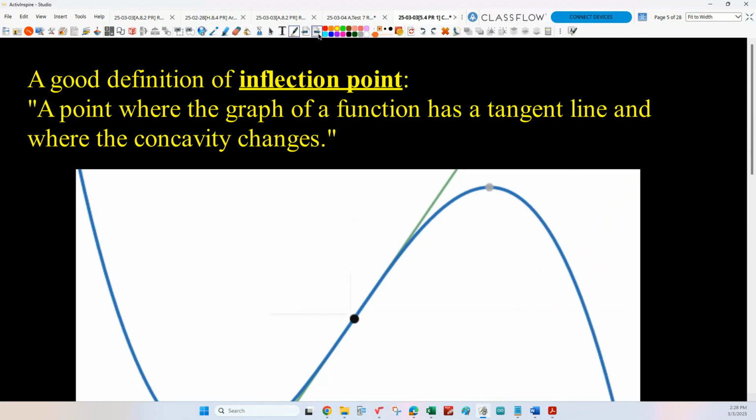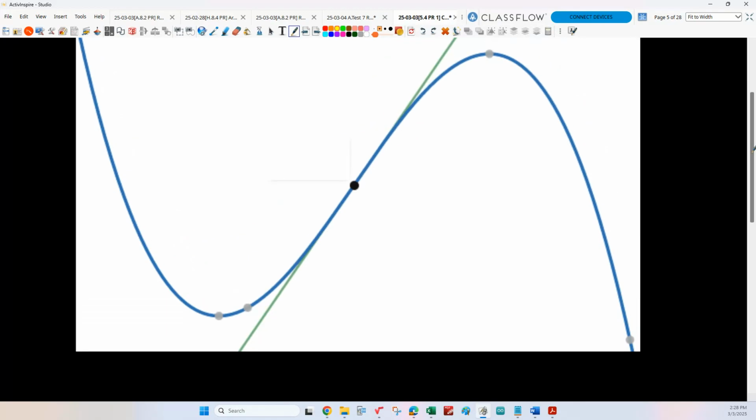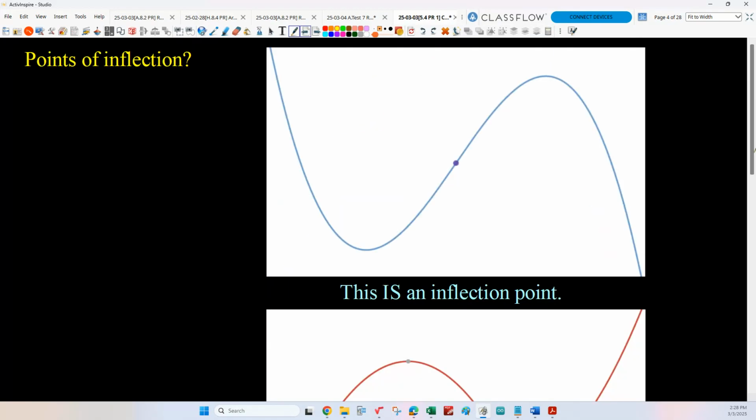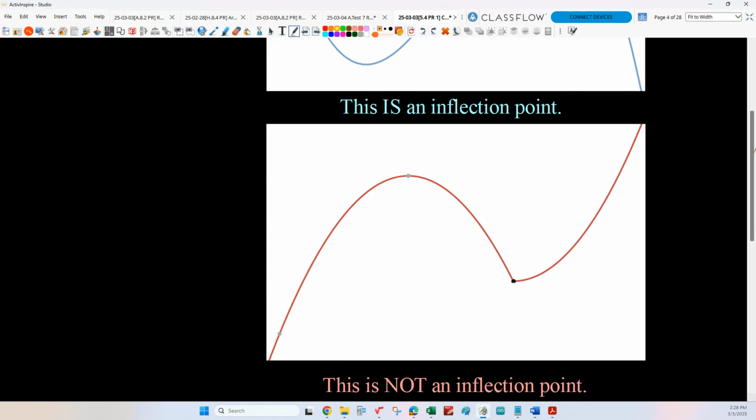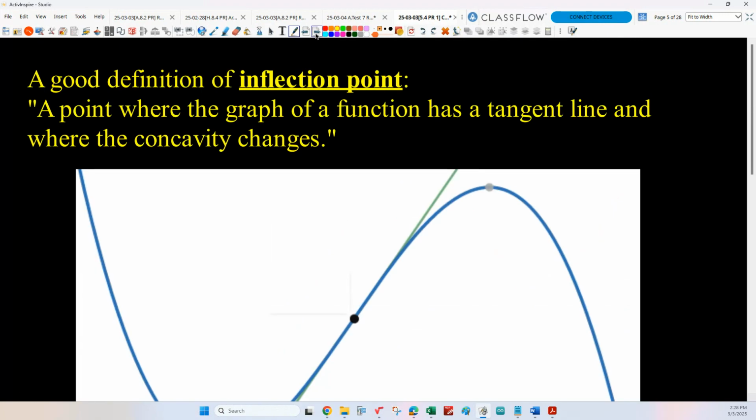This is a great definition of an inflection point. An inflection point is a point where the graph of the function has a tangent line and where the concavity changes. It's not just where the concavity changes, it's where the concavity changes and a tangent line exists. You see that there is no tangent line there because the derivative doesn't exist, right? A tangent line can only exist where the derivative exists. So another way of saying that would be where the first derivative is defined and the concavity changes.